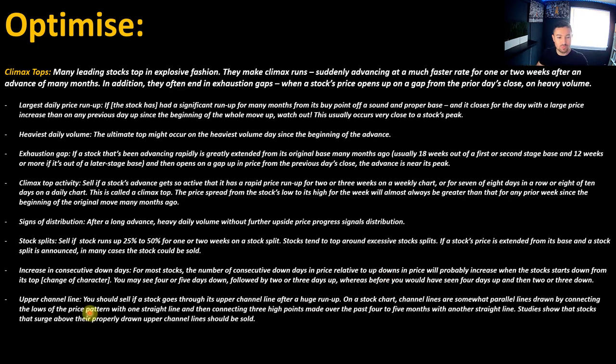Upper trend line. So this is what you're going to learn. I think you're going to like this when we do some examples. Upper trend line. You should sell if a stock goes through its upper channel line after a huge run up. On a stock chart, channel lines are somewhat parallel lines drawn by connecting the lows of the price pattern with one straight line and connecting three high points made over the past 4 to 5 months with another straight line. Studies show that stocks that surge above their properly drawn upper trend lines should be sold.